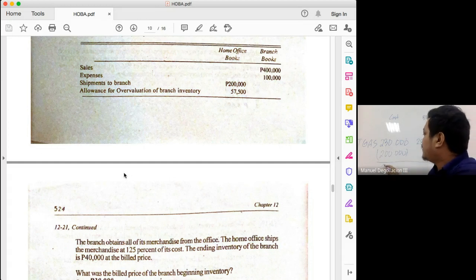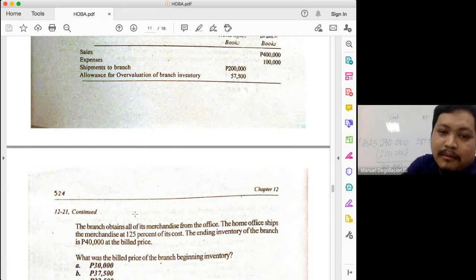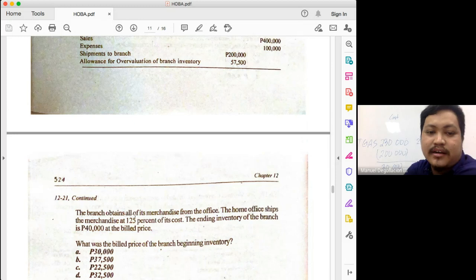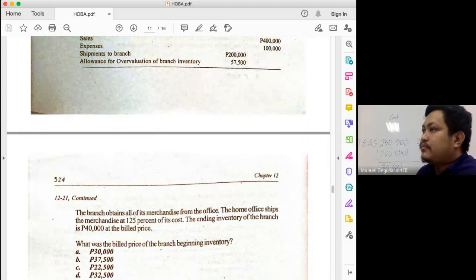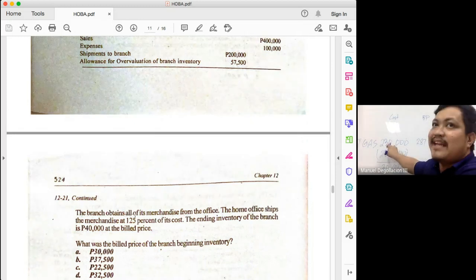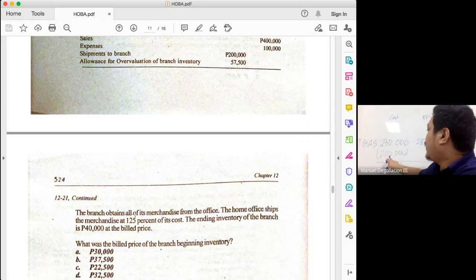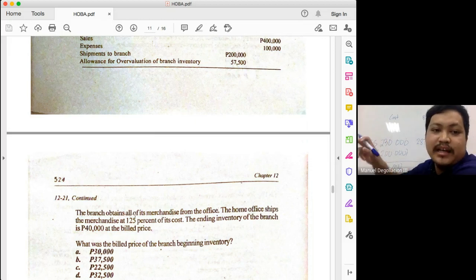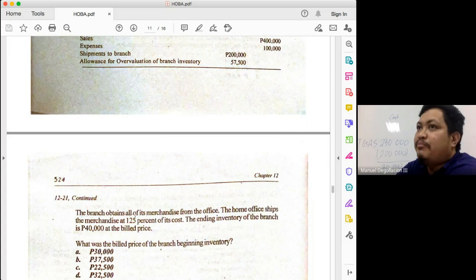So that means our beginning inventory is 30,000. But why is that not the answer, class? Class, 230 is the goods available for sale at cost. 200,000 is shipments at cost. The difference is 30,000, so the 30,000 is still at cost. And what is being asked in this problem? Bill price.